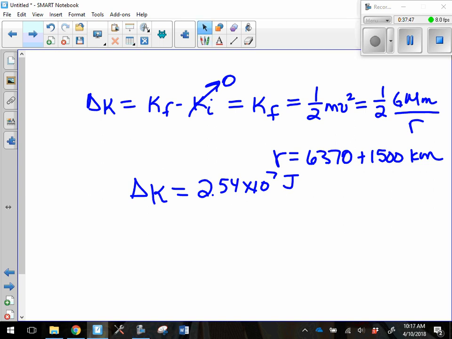Let's see what other people got. Gianni got the same thing. So, what was the question? Okay, well, not exactly. That was the way we chose to solve it, but it actually says, does it take more energy to get the satellite up to 1,500 kilometers or to put it into orbit? So it takes more energy to put it into orbit. So the answer to the question is actually no.